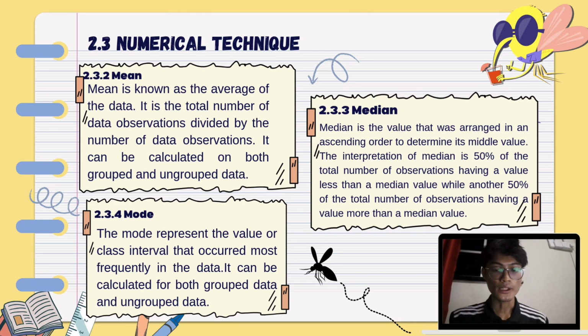Next is the median. The median is the middle value when the data is arranged in ascending order. It divides the data into two equal parts, where 50% of the values are below the median and 50% are above it. Lastly is the mode. The mode is the value or class interval that occurs most frequently in the data. Like the mean, it can be calculated for both grouped and ungrouped data.